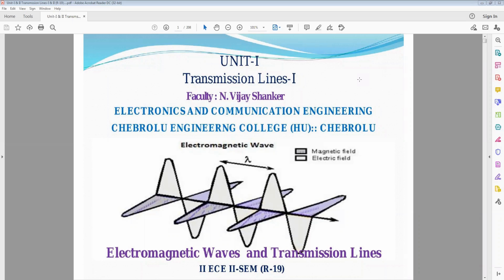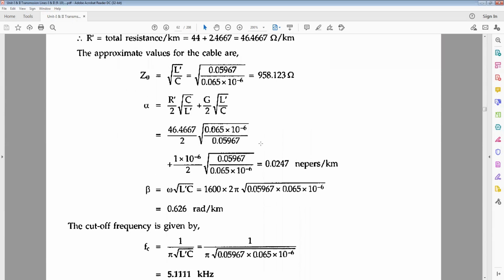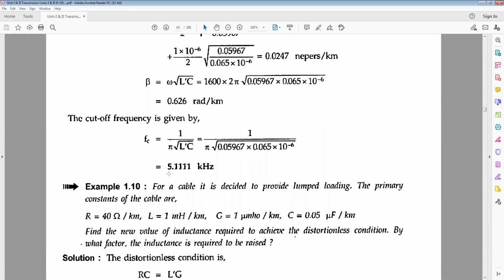Today, we are going to discuss the examples in Transmission Lines 1. In yesterday's class also, we completed some examples. We'll continue the remaining examples in this Unit 1, Transmission Lines 1. In yesterday's class, we found the cutoff frequency as 1 by root L dash C dash, the total inductance and the capacitance we got.